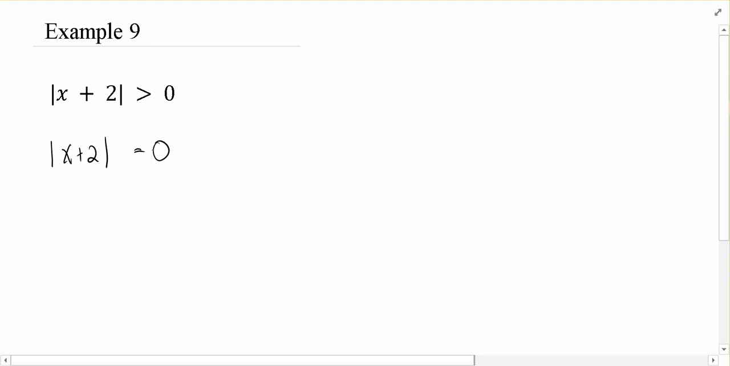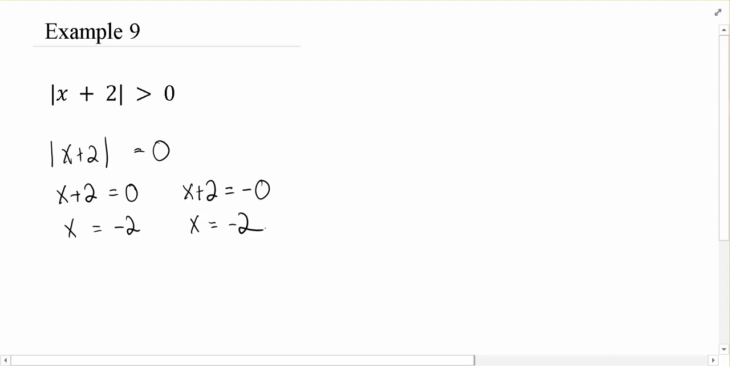Do we have an absolute value by itself on one side? Yes. Is the other side non-negative? Yes. 0 is not a negative number. Therefore, we can use the absolute value property, which tells us we can set x plus 2 to be equal to 0 or x plus 2 to equal negative 0. Well, negative 0 is just 0, so we just get the answer of negative 2 twice.